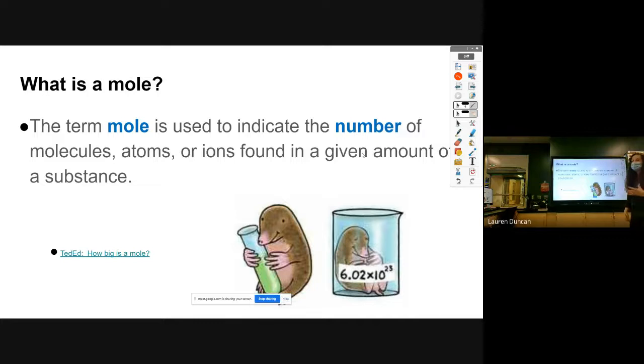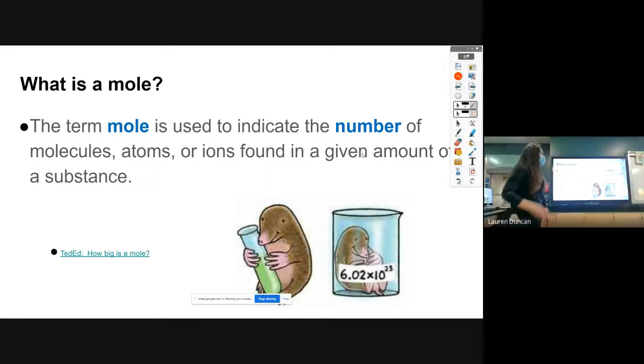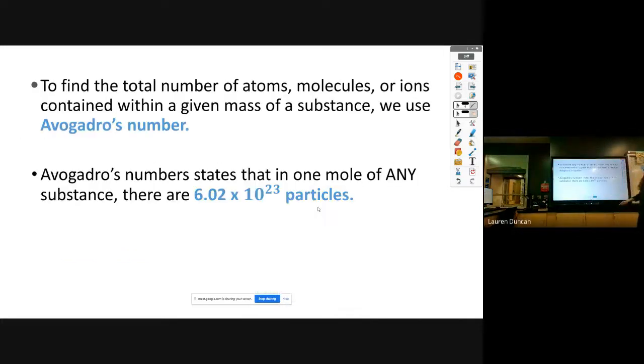Basically, a mole, again, in chemistry, it's not a cute, fuzzy little animal. Instead, it's a specific number of particles, and that number is constant from one substance to the other. So again, if I tell you you have a mole of something, what I'm saying is you have 6.02 times 10 to the 23rd of that something.